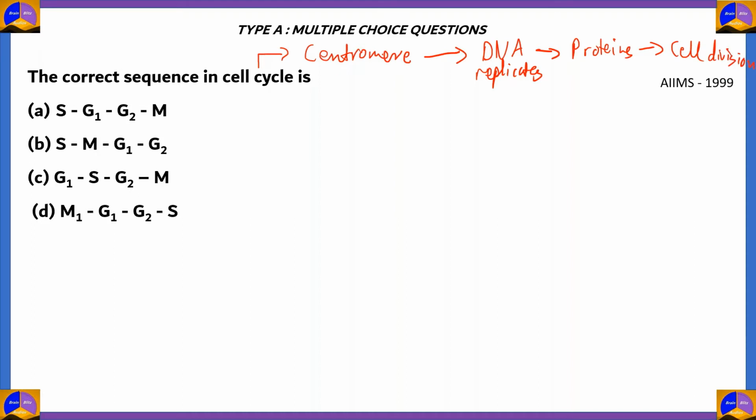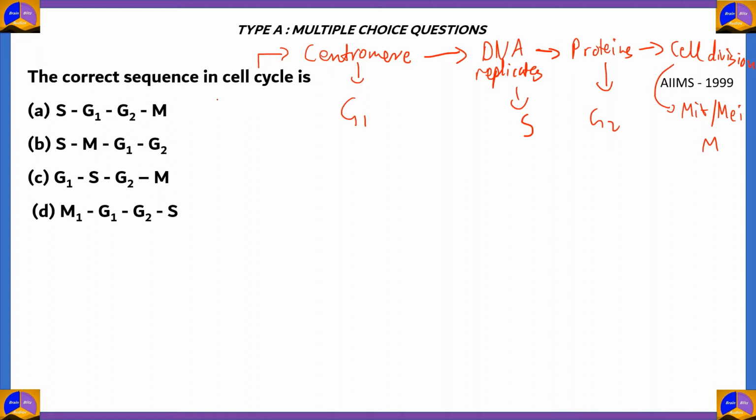So that is the sequence of the cell cycle. So centromere is duplicated first, then DNA replicates. After that, we have protein synthesis, as well as the further development of the cell. And finally, we have the actual cell division. So cell division is mitotic or meiotic, and it's represented by M. And the centromere formation is part of the interphase. It's the first part of the interphase known as G1. Proteins are formed in G2, and DNA replicates in the S phase.